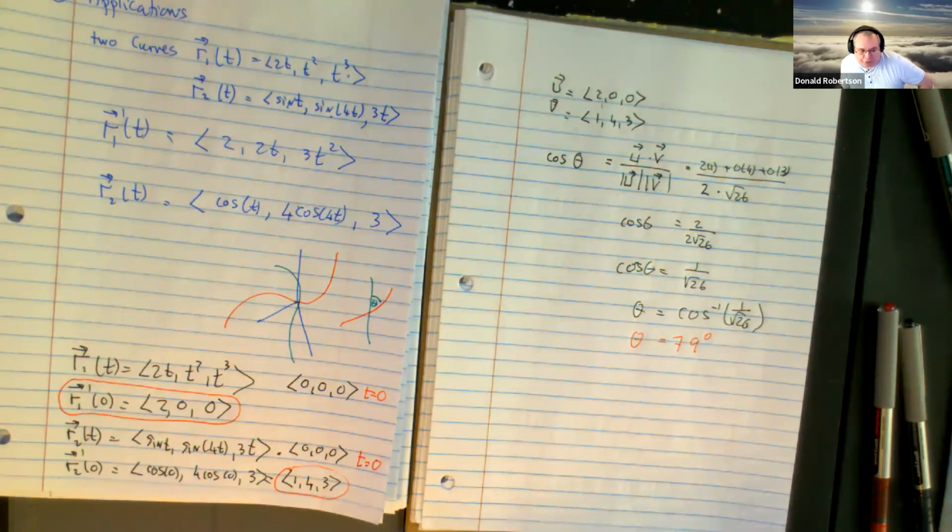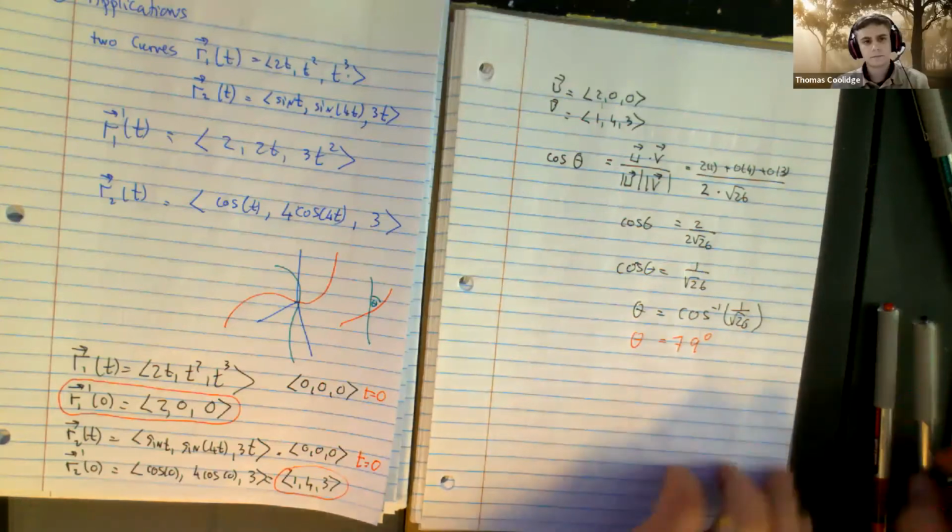So if two space curves intersect, doesn't need to be at the origin, but they intersect somewhere, can't you now find the angle at which they crash into each other? In this case, they crash into each other at an angle of 79 degrees.